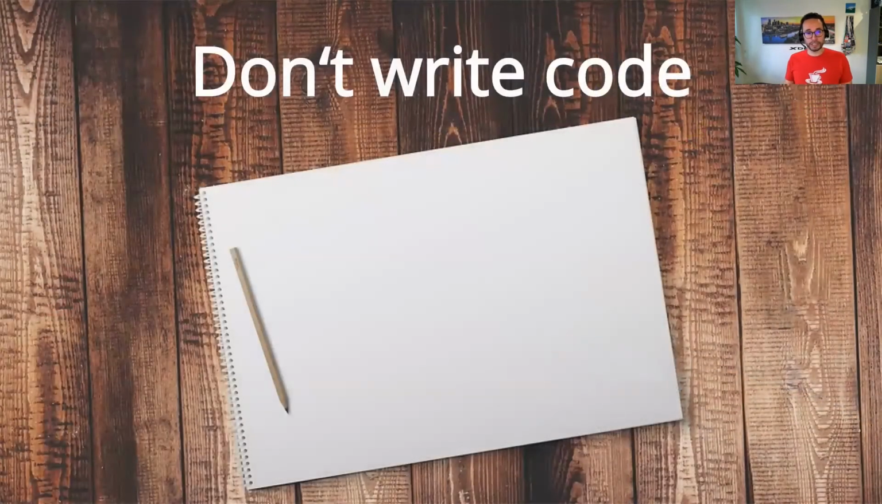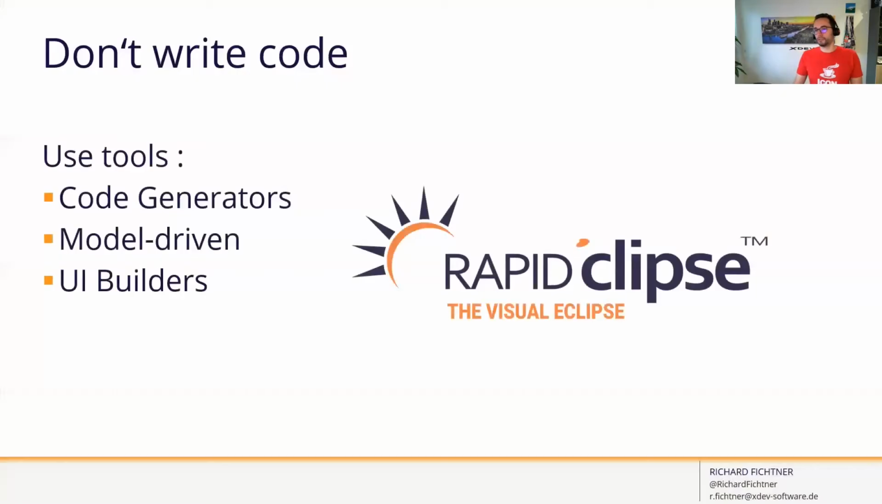So how to do this? Don't write code. This is like the first level. Don't ever write code. If you do this, you don't have to worry about anything. Okay, jokes aside, you have to write code. Maybe not. You can use code generators like Rapid Clips does with its UI builder. You can do a model-driven approach or something else.